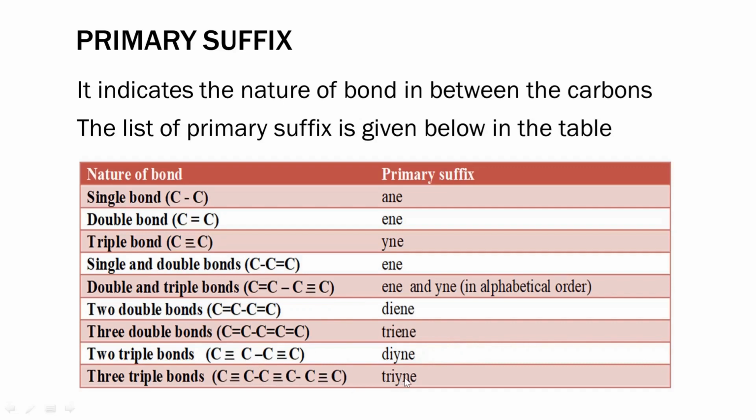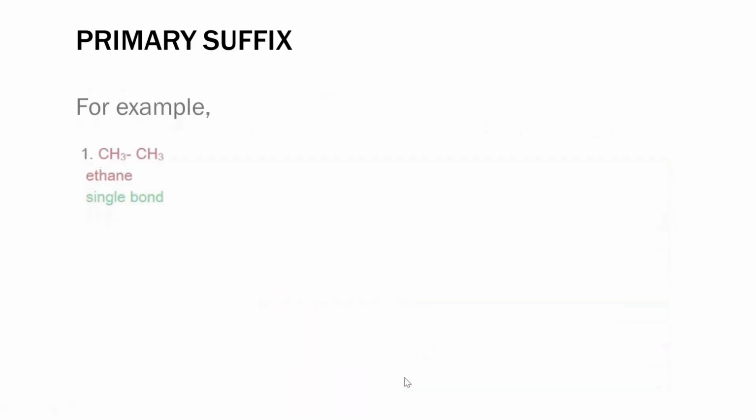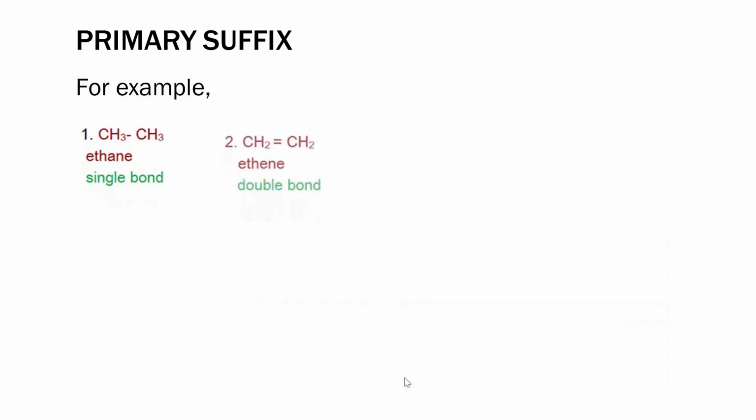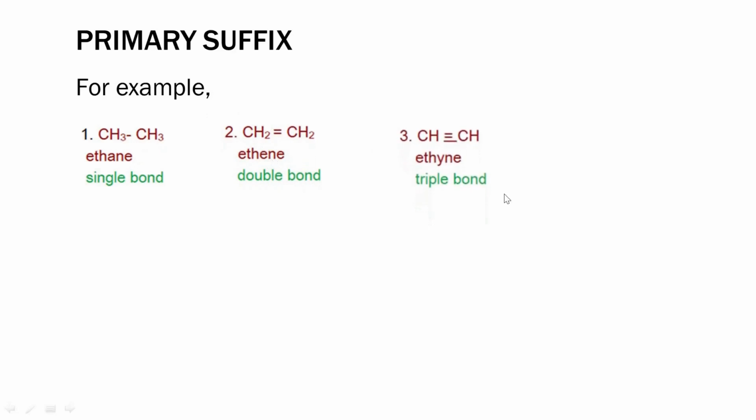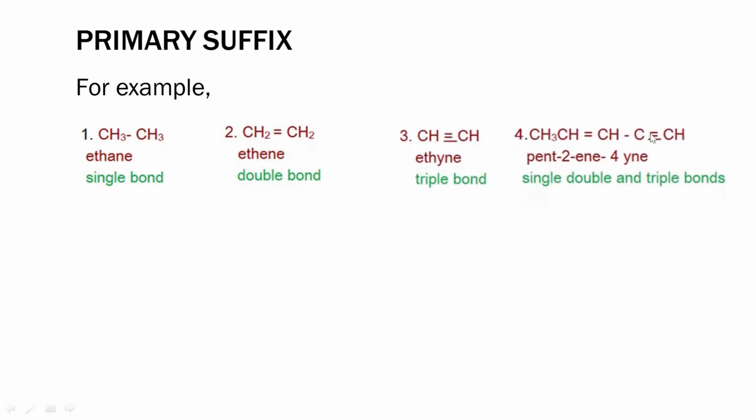These are the primary suffixes which can be used after the word root in the name of an organic compound. So for example, let's talk about the first example. Now CH3 CH2, there is a single bond, that's why we use ane. For 2 carbons eth, for single bond ane. Here we have a double bond, that's why we use ene. We have a triple bond, that's why we use yne. We have 2 bonds, double and triple, that's why we use ene as well as yne.